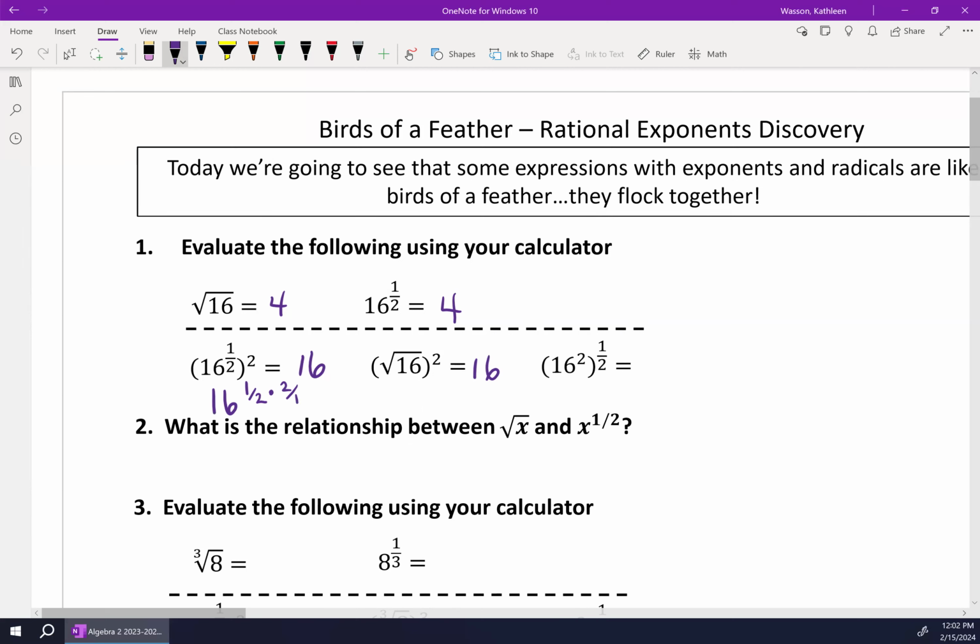Another way this works with exponents is if you had something squared and then you do 1/2 power, those are inverse as well. So you get 16. Therefore, the relationship between square root of x and x to the 1/2 is that these are equivalent expressions. They do the same thing.